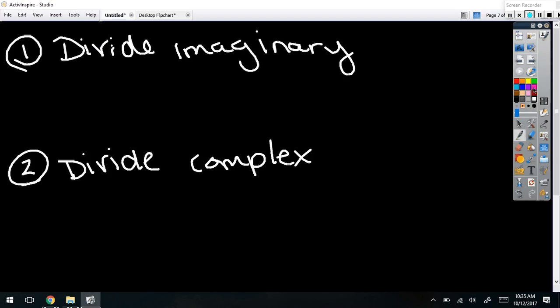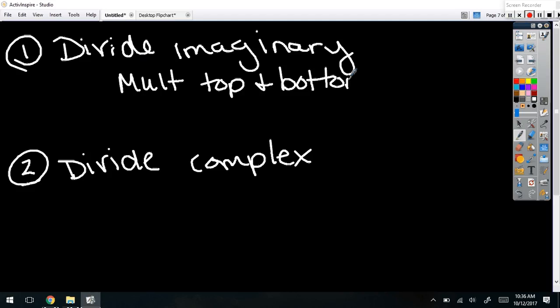All you have to do is multiply the top and bottom by what? Top and bottom. If you're dividing by an imaginary number, like 5 over 2i, you're dividing by i, so multiply by i.